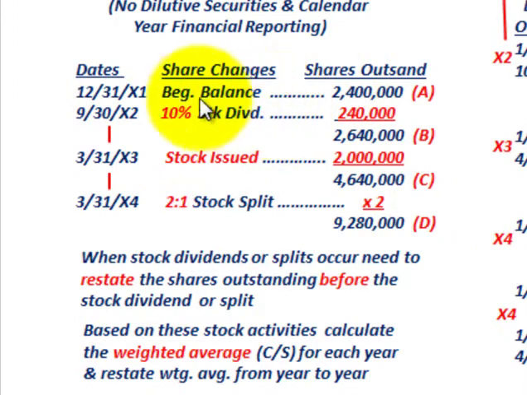Okay, so going back to this table. We had that beginning balance of 2,400,000. Then on 9/30, 9 months into the year in X2, we have the 10% stock dividend. That's for 240,000. So we have a total of 2,640,000 outstanding from 9/30 until the end of X2. So that's what we're dealing with. We're going to look at A, the beginning balance, and B, after the 10% stock dividend.